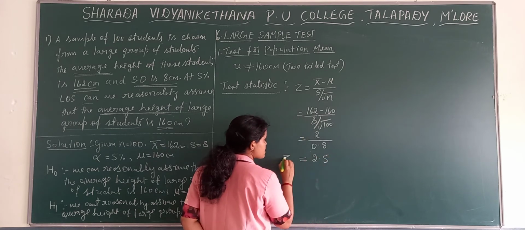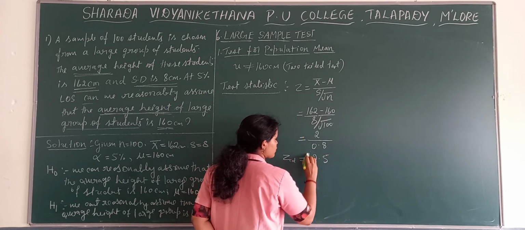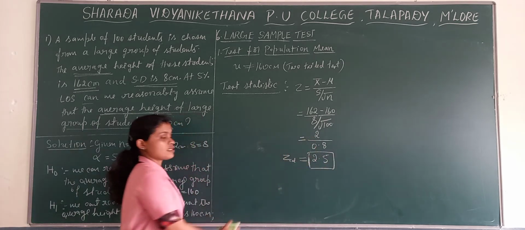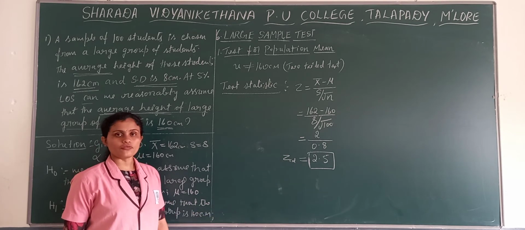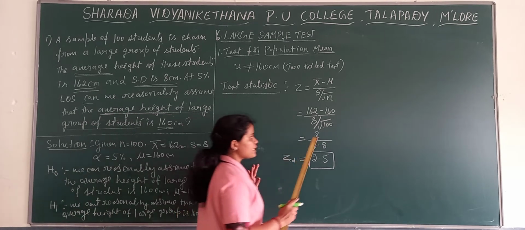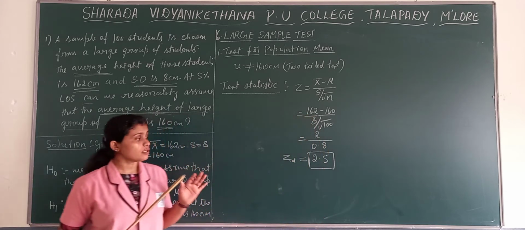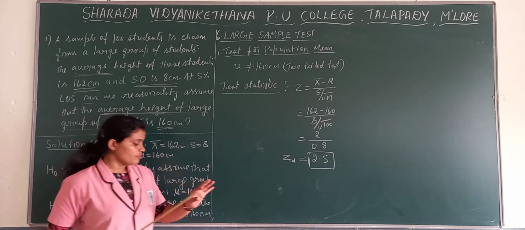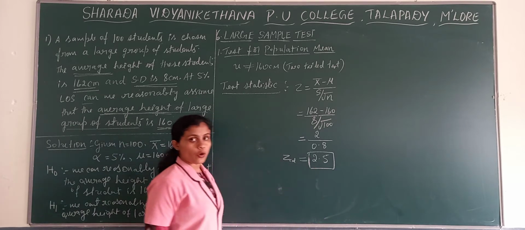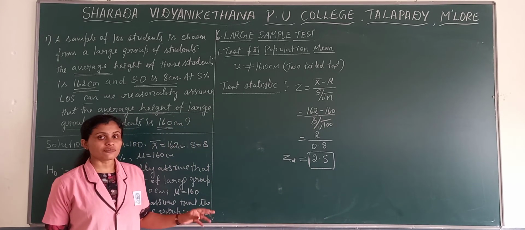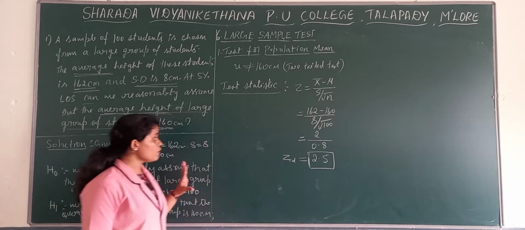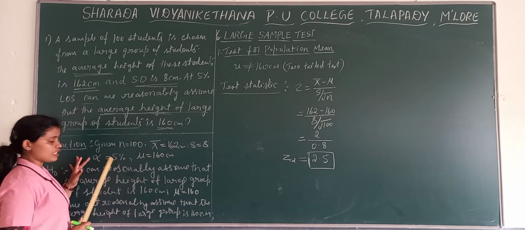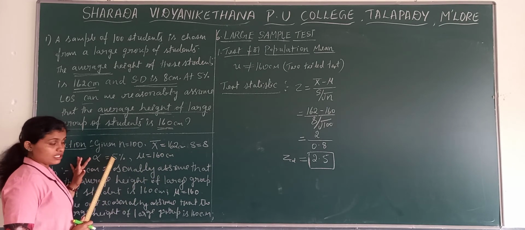The calculated value of the normal test Z is 2.5. After performing the particular test, we got the value as 2.5. Now we need to give the conclusion. Before that we need to take the table value. The table value we take based on the level of significance. What is the level of significance here? The level of significance is 5%.